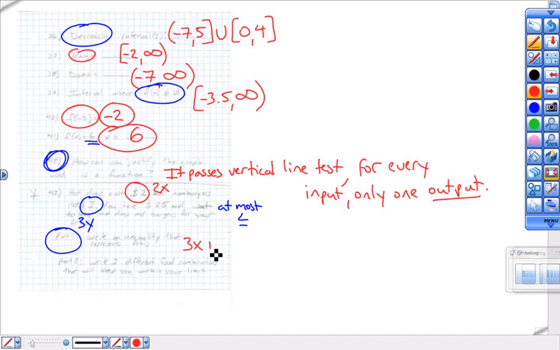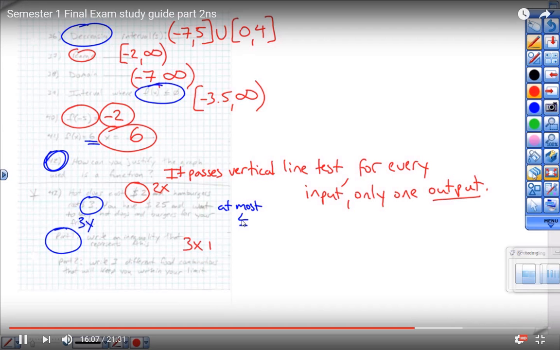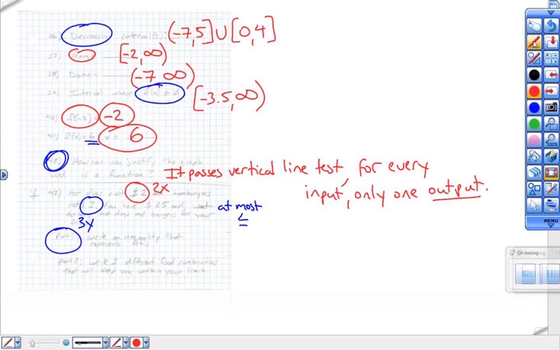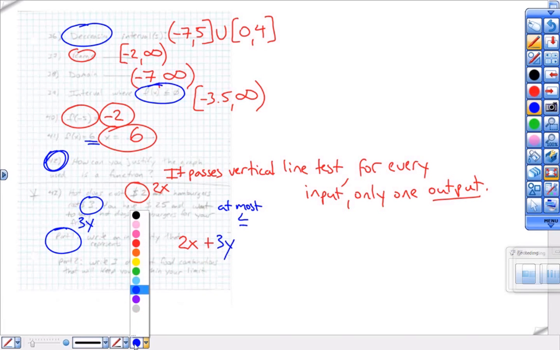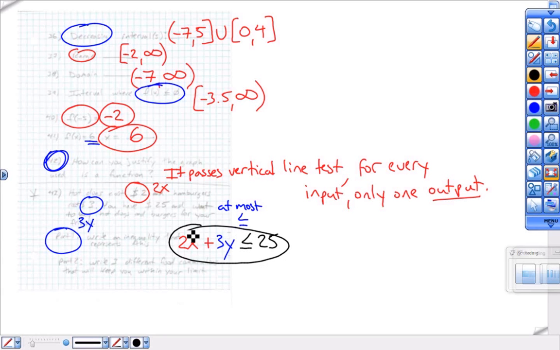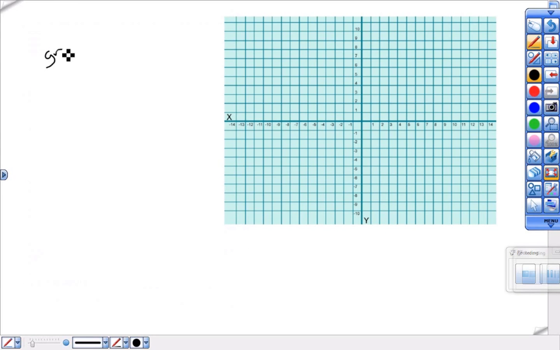So this inequality is 2x plus 3y is less than or equal to 25. You do not want to spend more than 25. You could spend 25 or less than 25, but not more. So that inequality is 2 times x plus 3y less than or equal to 25. To graph it, I'm going to have you solve this inequality for y, graph it, and then pick 3 points that show possible solutions in that shaded zone.